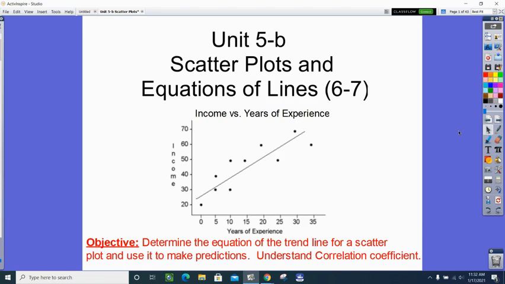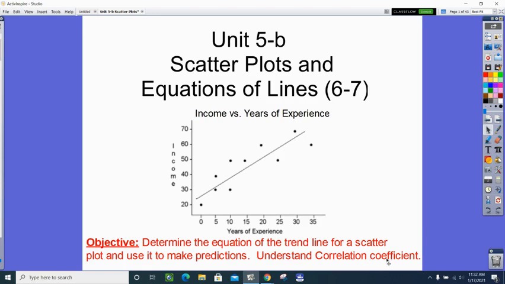So today we're going to finish up our discussion of scatter plots by talking about how to find the equation of the trend line. In our last video, we learned how to make a scatter plot, we learned how to draw the trend line, and we understood the idea of positive, negative, and no correlation. Today, we're going to determine the equation. We're going to write the equation of the trend line to use that to make predictions. And we're going to introduce another idea with correlation called the correlation coefficient.